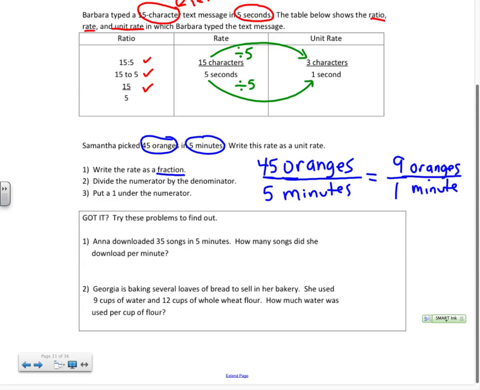Okay, look at what we can do here. I'll start down here. 5 divided by 5 is 1, and 45 divided by 5 is 9. So we can think about that either way, 45 divided by 5, or the numerator and denominator divided by the GCF. All right, got it? Try these problems to find out. Go ahead and try them on your own, and we'll see how you do.